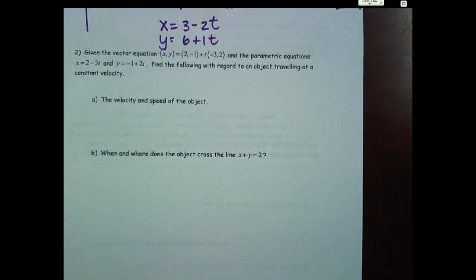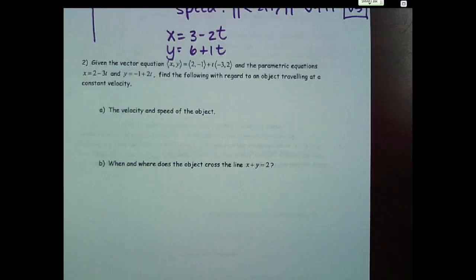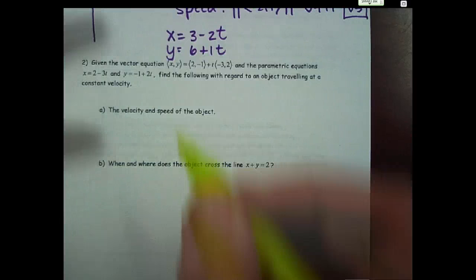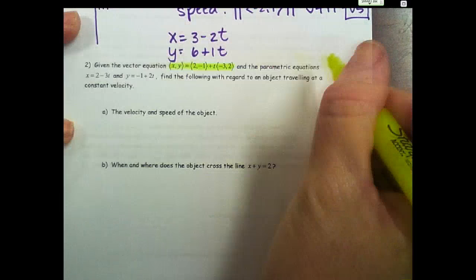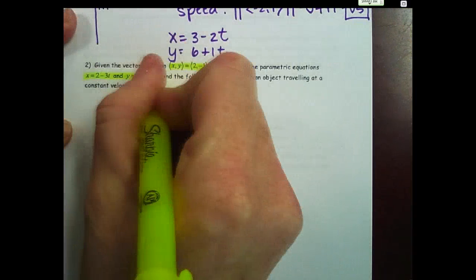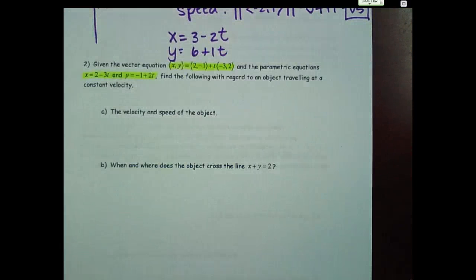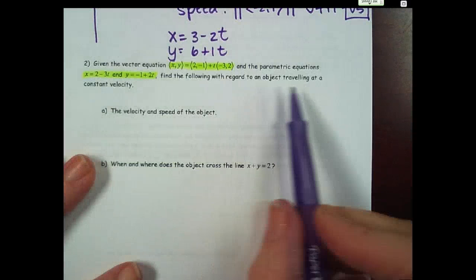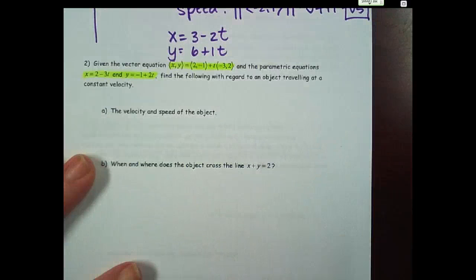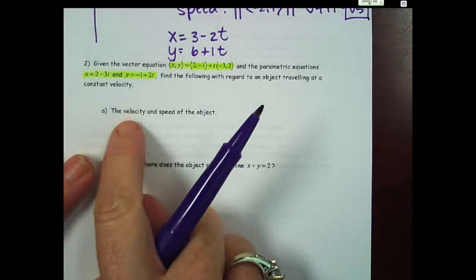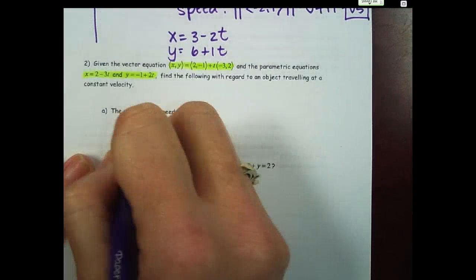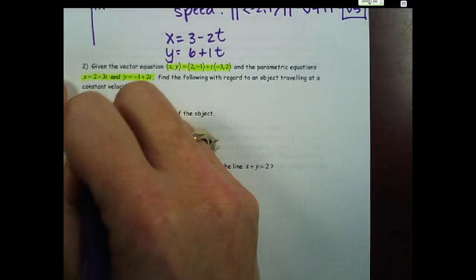Okay, so now let's go to number 2. Given the vector equation, here it is, and the 2 parametric equations, it gave us parametric sum. We didn't have to find it. Find the following in regards to an object traveling at a constant velocity. Okay, step 1, find the velocity and the speed. So let's do that. Find the velocity.